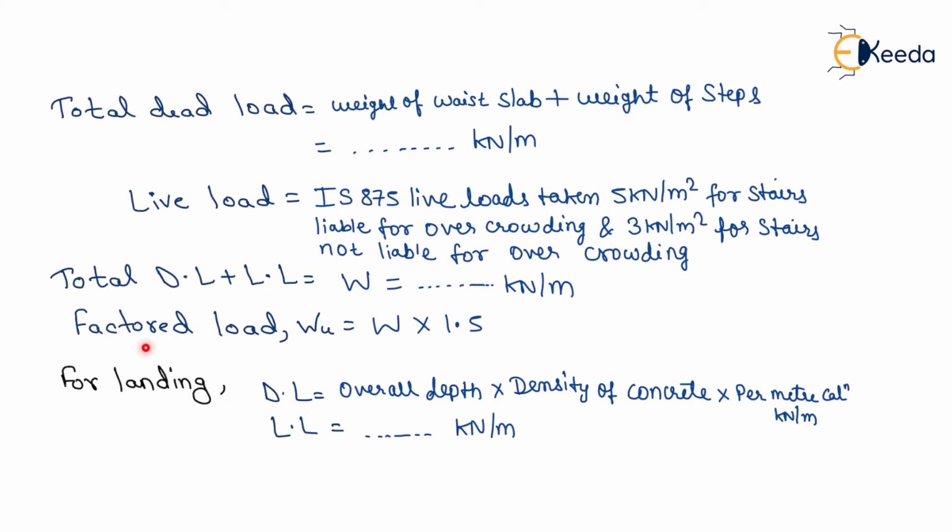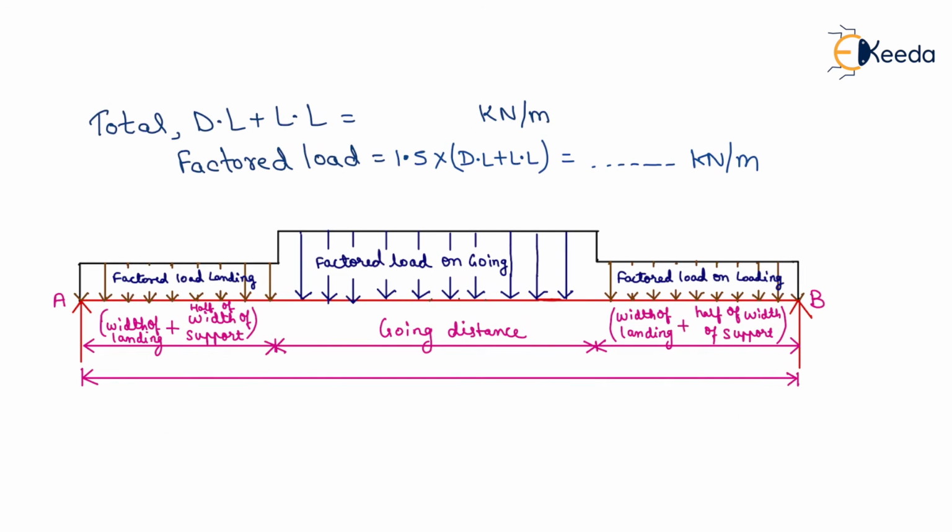Now we will calculate factored load WU equals capital W into 1.5 factor of safety, we will get factored load. For landing, dead load equals overall depth into density of concrete into per meter calculation in kilonewton per meter, we will get this dead load, and live load will be taken in kilonewton per meter. Now total will be dead load plus live load equals kilonewton per meter.